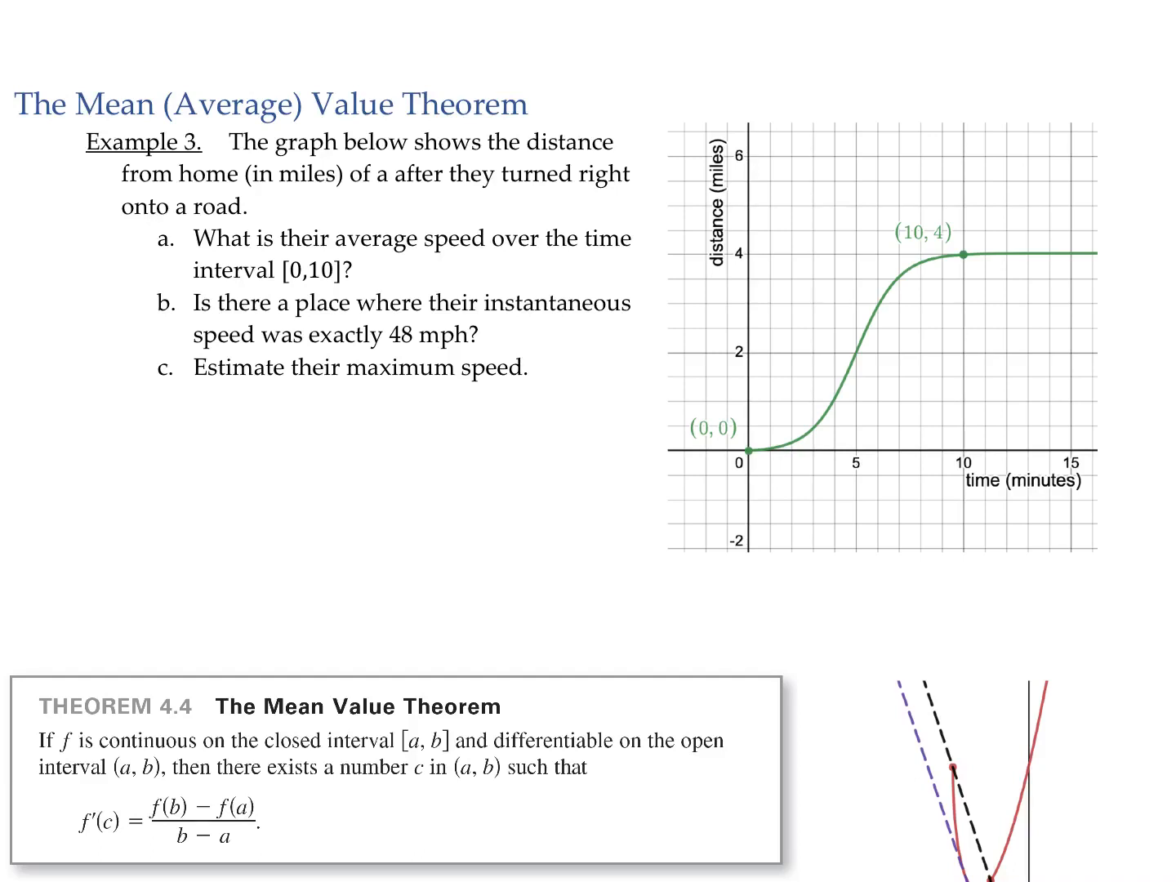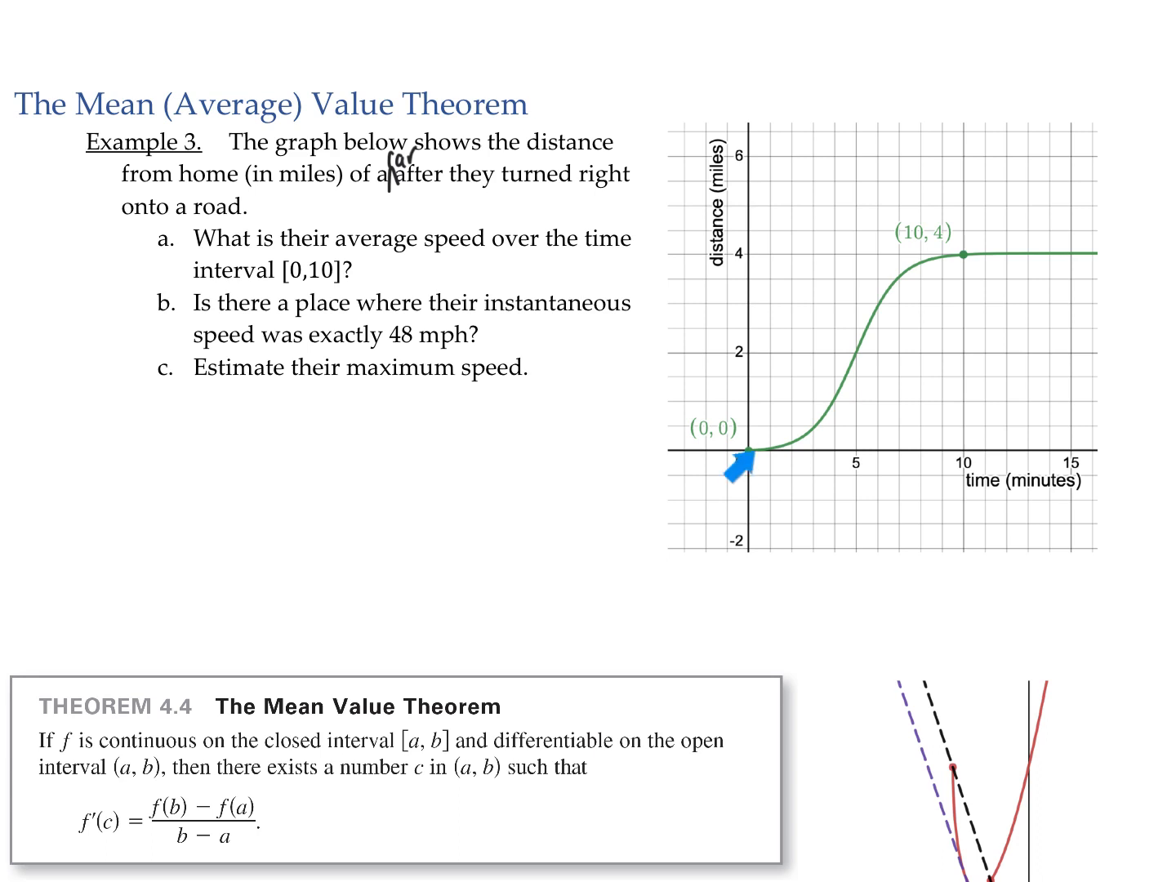The next theorem in this section is called the mean or average value theorem. So remember, mean means average. So we're going to start with an example that you're probably familiar with, looking at your distance as a function of time. This graph shows the distance from home in miles of a car, person, whatever, after they turned right onto a road.